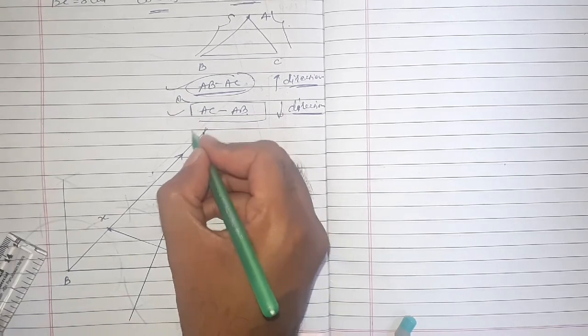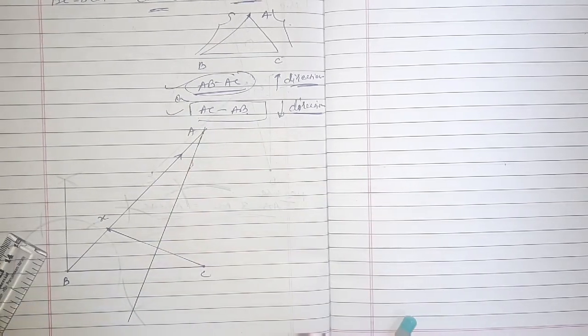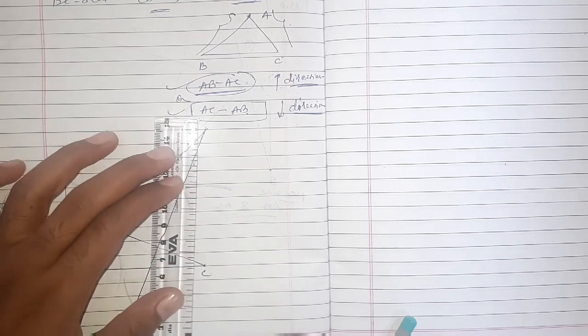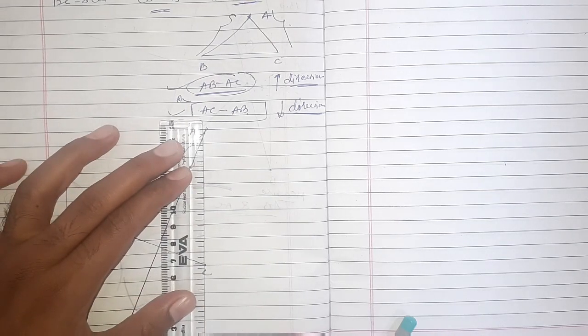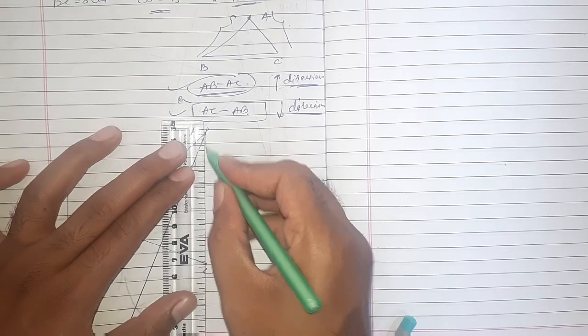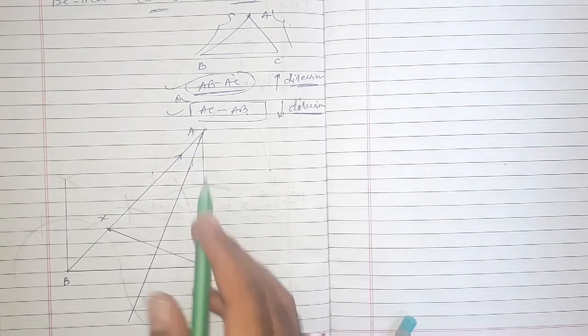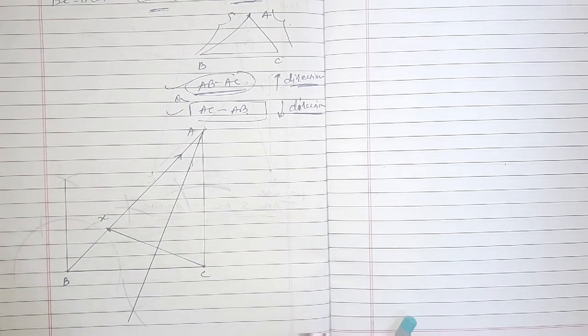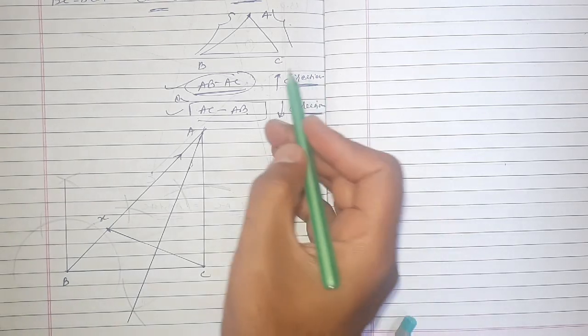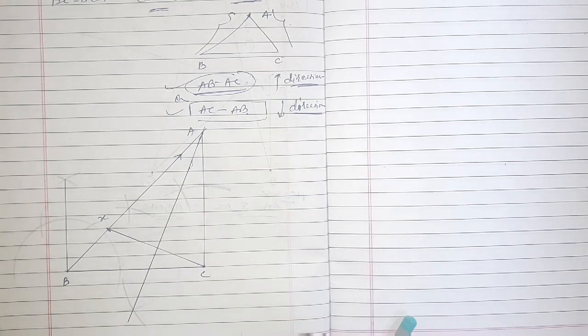So this is point A. Now join A with C. So your triangle ABC is constructed. Clear? This is the type of triangle with subtraction and with the upward direction. Now the second one is constructed in a downward direction.